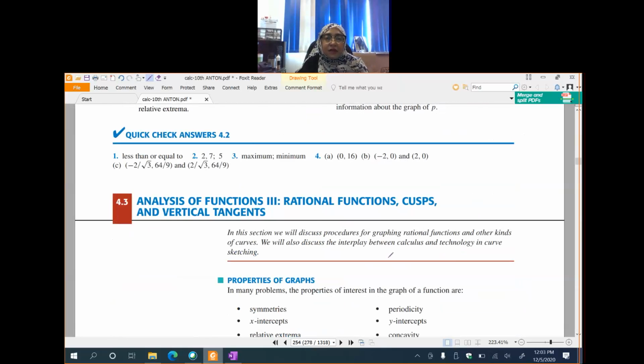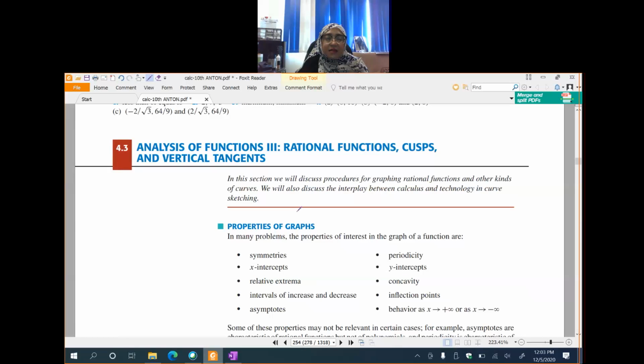Okay, so that's settled for the easy functions. Now we go to the more complicated functions. Before that, let's have a 5 minutes break.